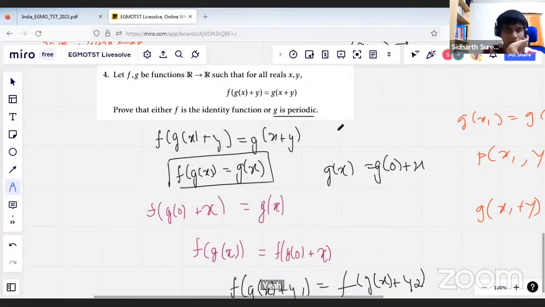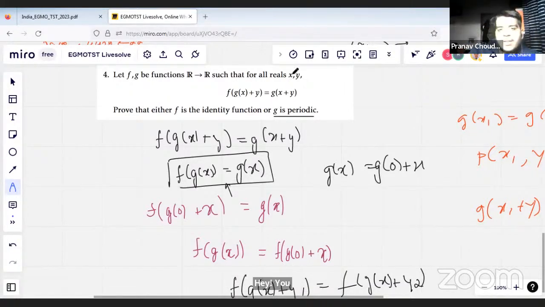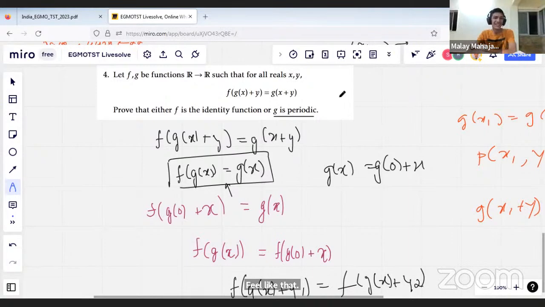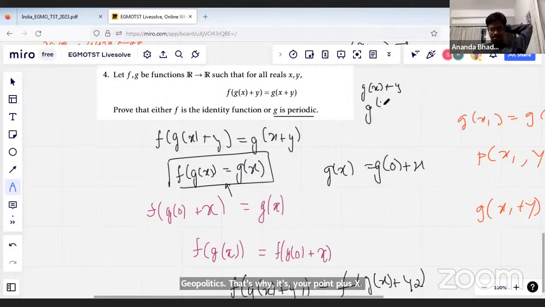Right. You get, well, I mean, G is linear from here also, no? Oh no, it doesn't. No, it doesn't. Oh, you're right. Yeah. You have G of X plus Y is G of Y plus X. So G is linear.